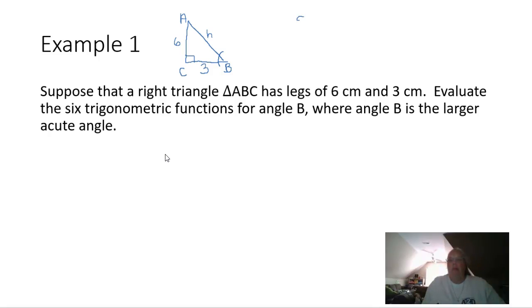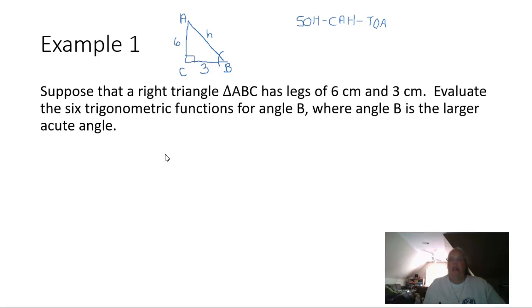Well, remember, we have the SOHCAHTOA, all right, and so this is the sine function being used for the opposite side and the hypotenuse. This is the cosine function being used for the adjacent side and the hypotenuse, and then this is the tangent function being used for the opposite side and the adjacent side.